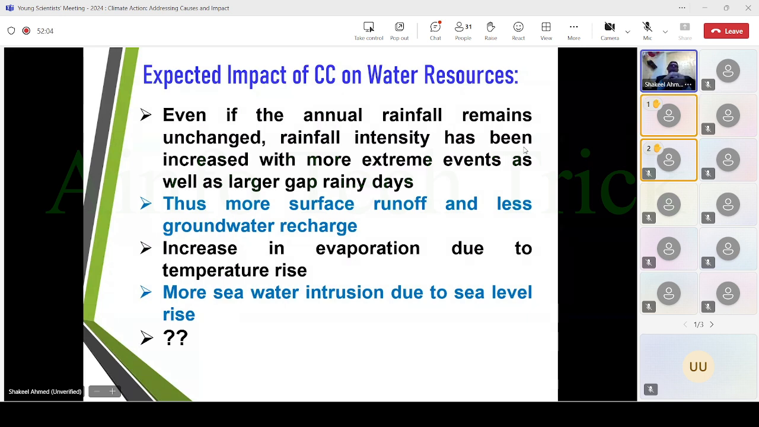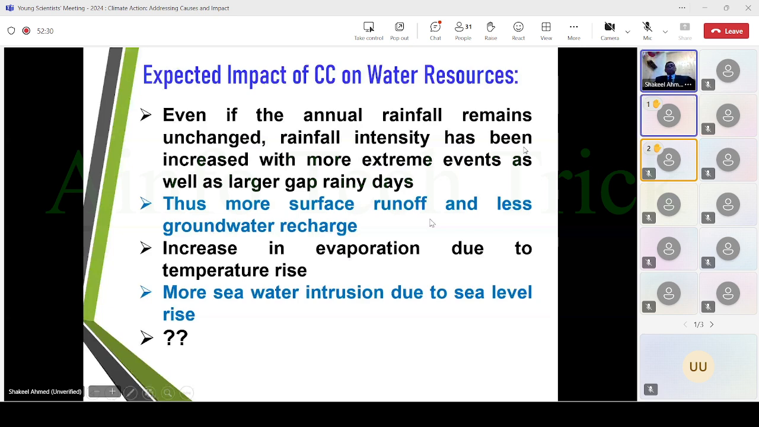So, what is the result of that? Surface runoff will be very high, and if surface runoff is high, obviously groundwater recharge will be less, because I'm going to show you in the next slides how this happens. And of course, higher temperature will increase evaporation. Then glacial melt, all those things will increase seawater intrusion. And all these have only negative impacts on water resources, on livelihood actually.